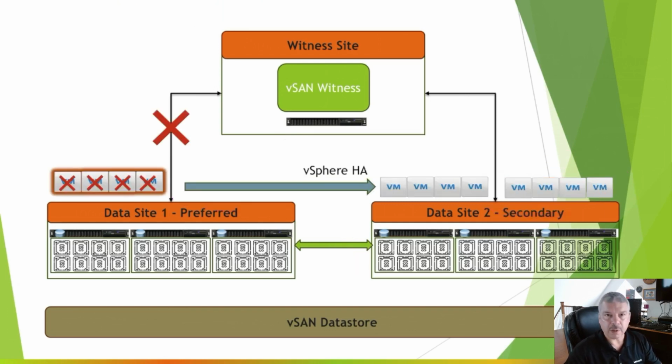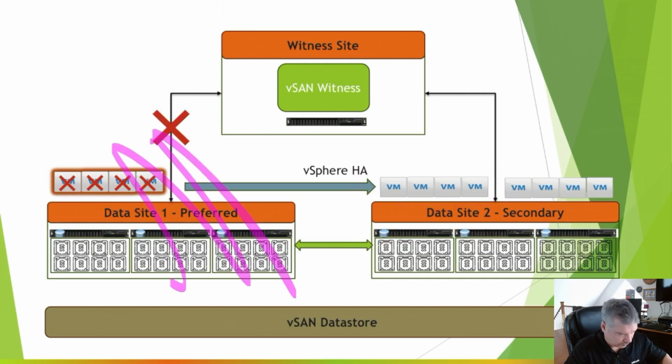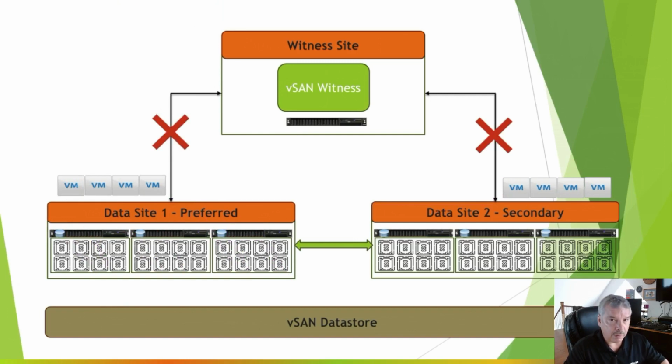How about, and I'll probably do a separate video showing you different failures, how about if this link fails? Right? Well, if this link here fails from the preferred site to the witness, again, the opposite will occur. We'll shut down those VMs or turn them off, and then we'll fail them over to our secondary site. Same thing would occur if the whole site died, okay, folks? All right? Now, how about this?